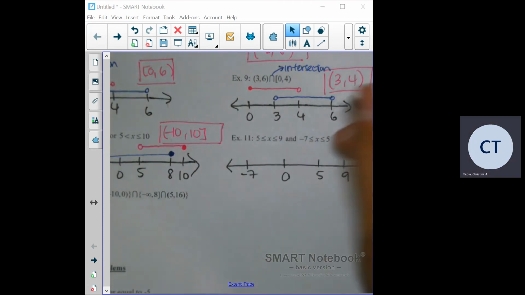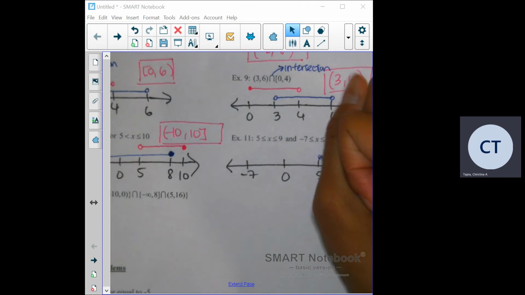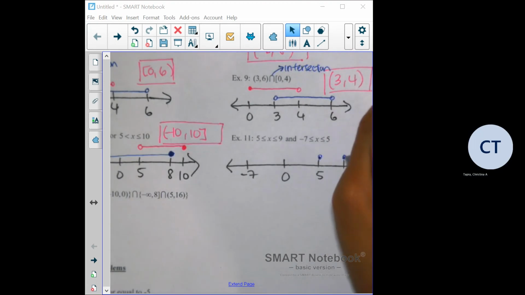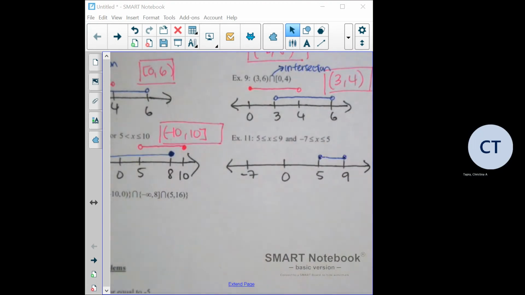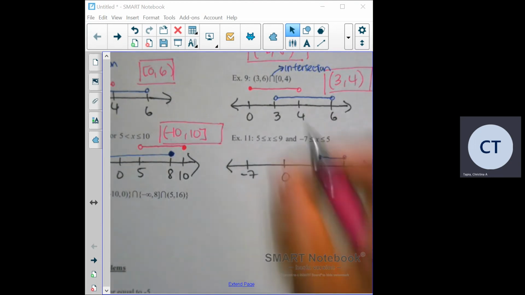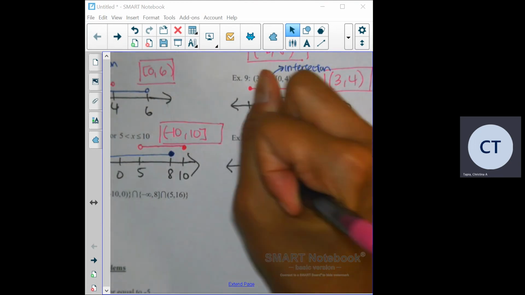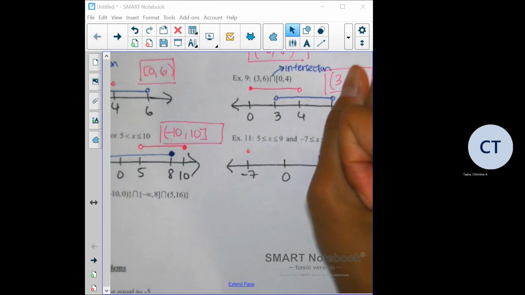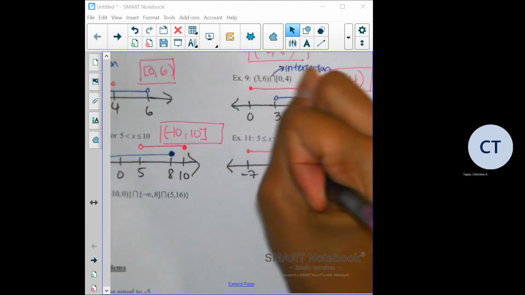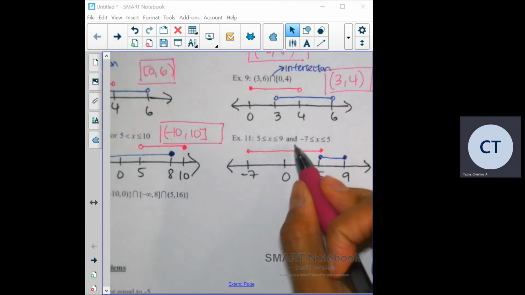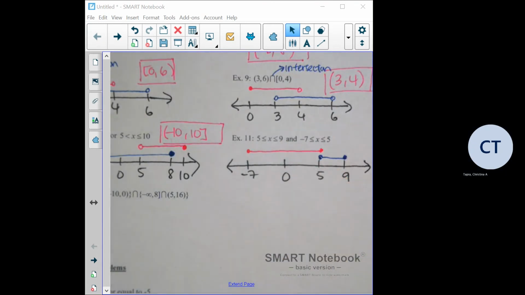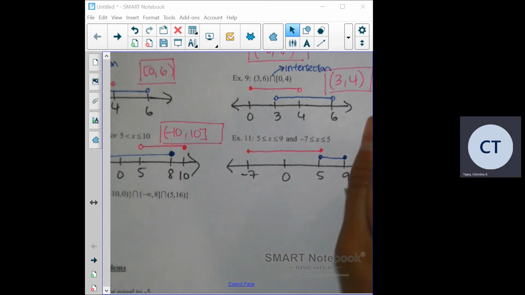So between 5 and 9, you should have closed circles. And then between -7 and 5, you should have closed circles for these also. This problem is asking for the intersection. Where do these intersect? Is there any other numbers or just 5? Just 5. So for this one, I just put one number, which is 5.